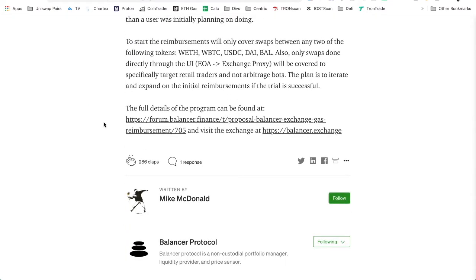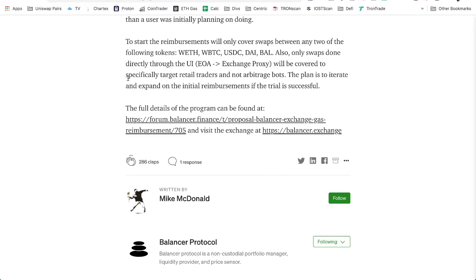To start, the reimbursements will only cover swaps between any of the two following tokens: WETH, which is ETH, because it's wrapped ETH, wrapped BTC, USDC, DAI, and BAL, okay? So going in between any one of these. Now, if you were going from BAL or WETH to PERP or to UNI or anything like that, no, it's not going to work. It has to be from one of these to another one of these.